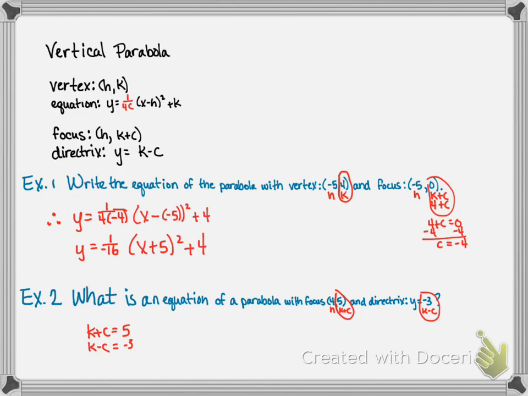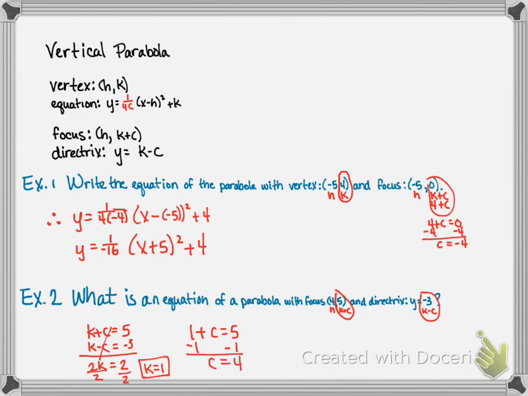Okay, this is a simple system like we've already solved. I can just add these two equations together. The c's will be eliminated. I end up with 2k equals 2. Divide both sides by 2, k equals 1. So I've got h and k. I've got one more variable to solve for, the c. Let's substitute in. So instead of k plus c equals 5, 1 plus c equals 5. That must mean that c is 4.